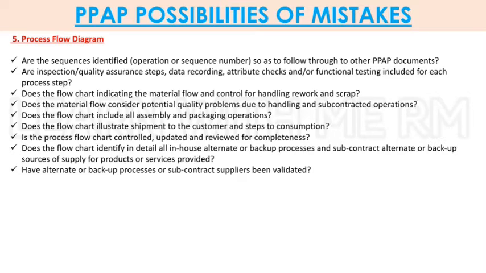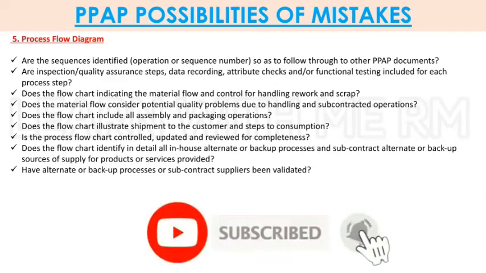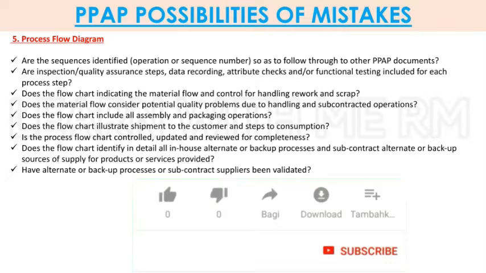Are inspection, quality assurance steps, data recording, attribute checks and/or functional testing included for each process step? Does the flow chart indicate the material flow and control for handling rework and scrap? Does the material flow consider potential quality problems due to handling and subcontracted operations? Does the flow chart include all assembly and packaging operations?